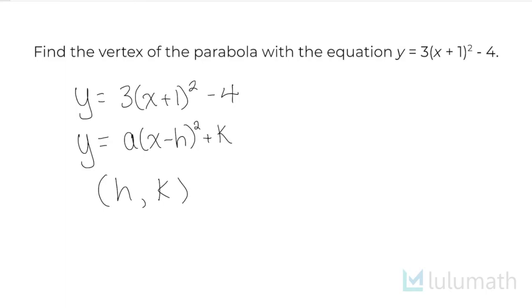And since the vertex occurs at h, k, now to determine what the h value is here, we know that it has to be x minus some number to give us a plus 1 right here. So the only way that'll work is if I have a negative 1 here. So that means that my h value here is negative 1, and then the k value is pretty straightforward because this is a plus sign, so it's just whatever sign that we have here. So this is a negative 4.